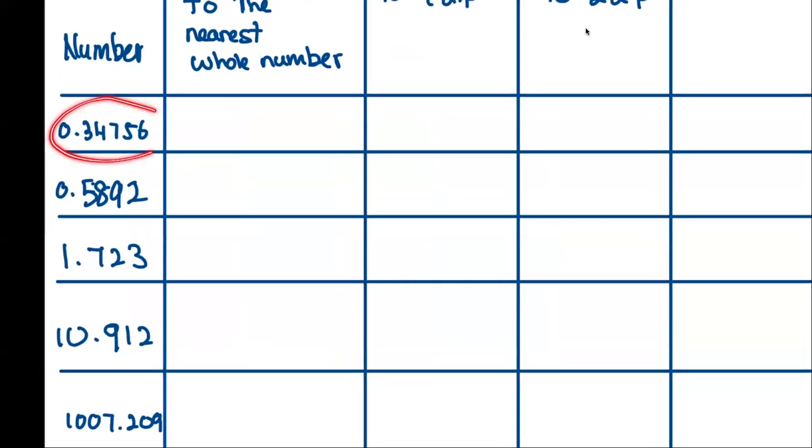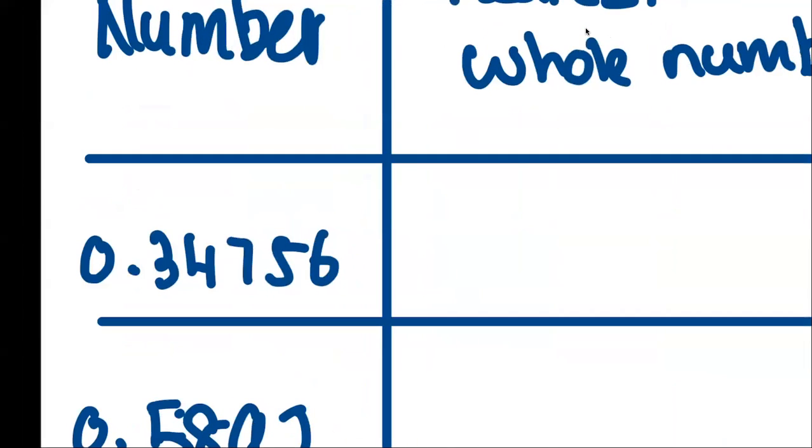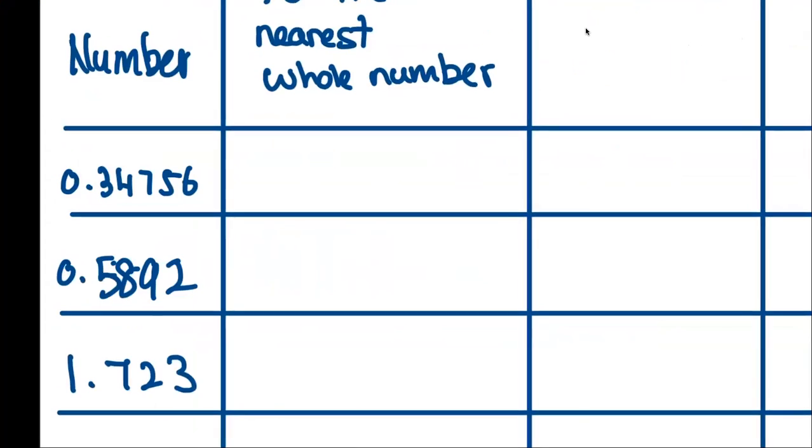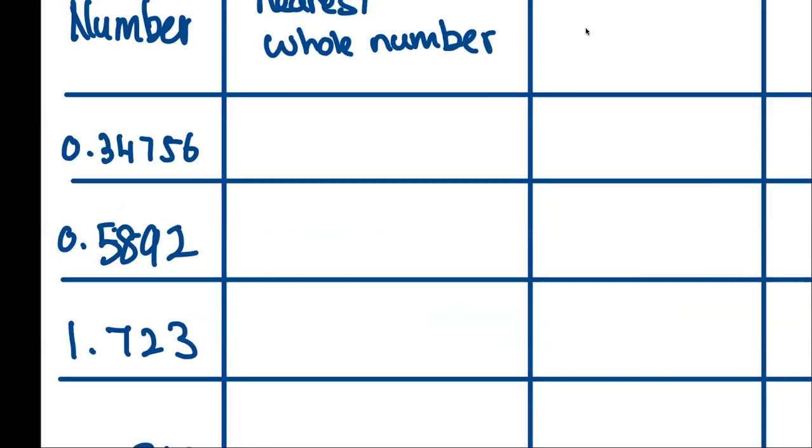As you can see, the whole number is on the left of the decimal place. If I were to round this to the nearest whole number, it would be 0. Because first I need to look at the whole number, which is here. This is the placement for the whole number. And I look at the number at the side of it. Is it 5 or more, or less than 5?